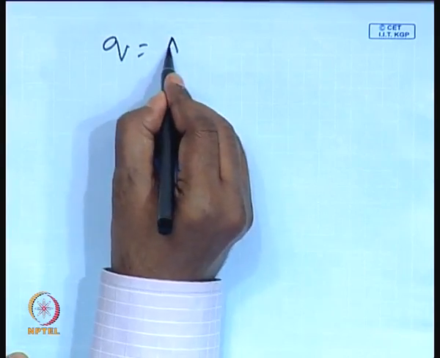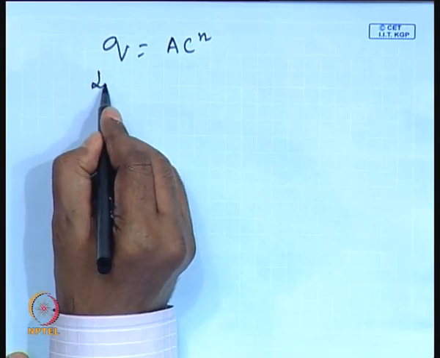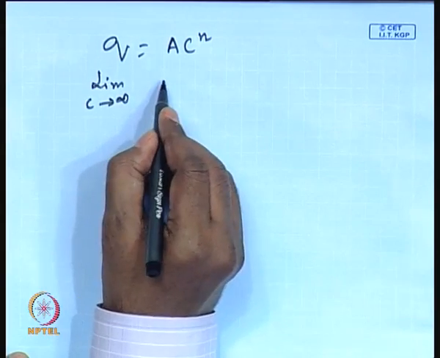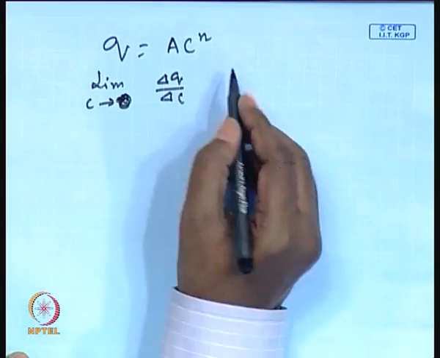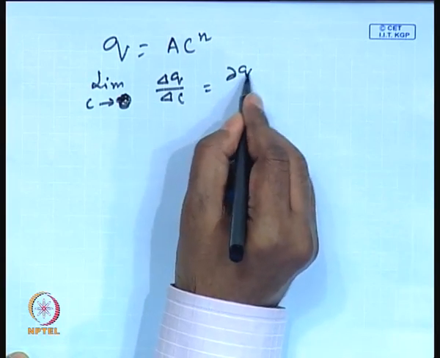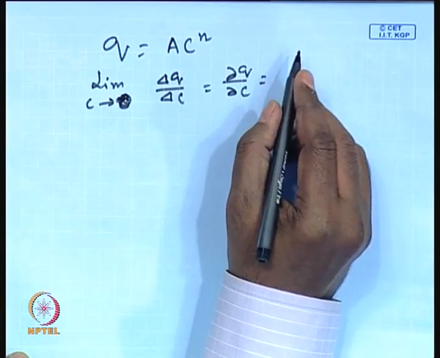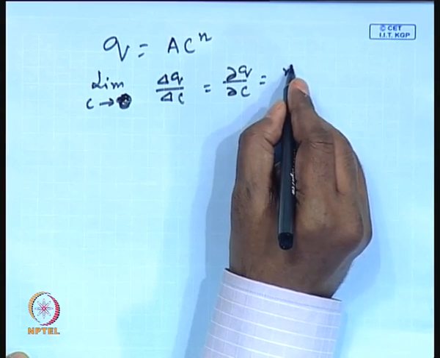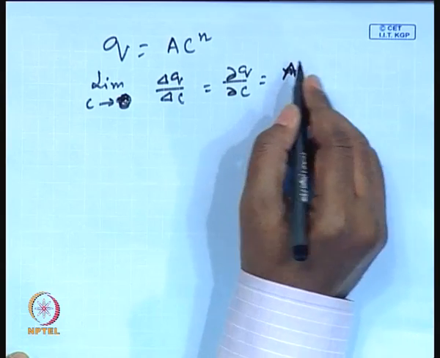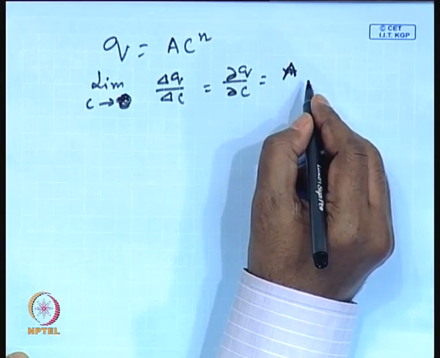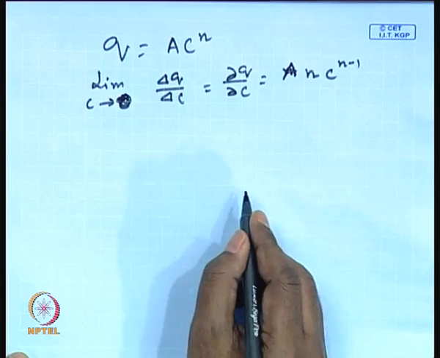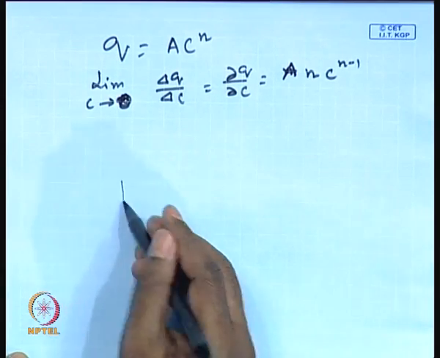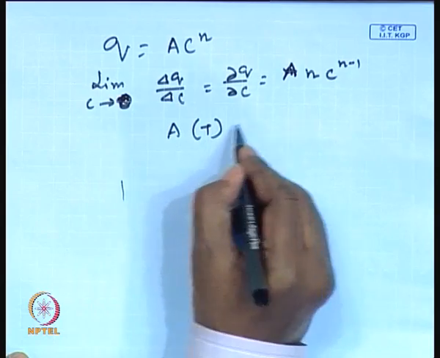For a nonlinear isotherm, Q is equal to A C to the power N. As C tends to 0, delta Q by delta C will be nothing but del Q del C, and this will be A, which may be a function of temperature, times N C to the power N minus 1. So this parameter A can be a function of temperature as well.